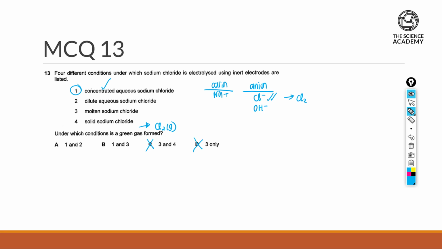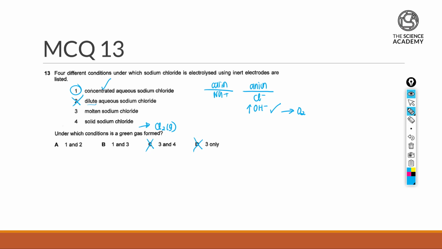Let's take a look at option 2. Now if we change it to a dilute aqueous sodium chloride, there will be a higher concentration of the OH minus anion as compared to our chloride anions. So if this is higher, the OH minus anion will be preferably discharged. This will form oxygen at the anode, and this will not produce a green gas. So option 2 is out.